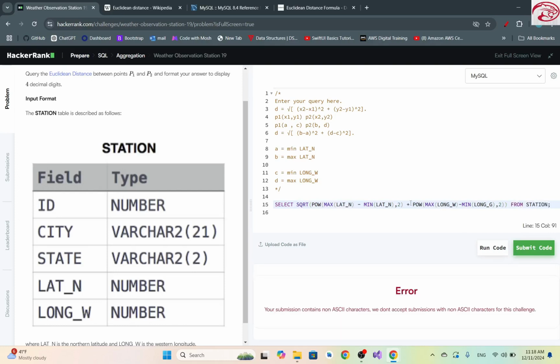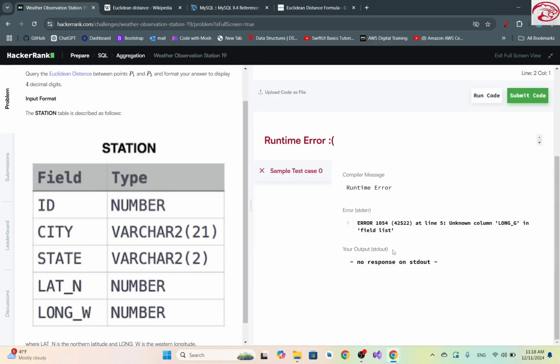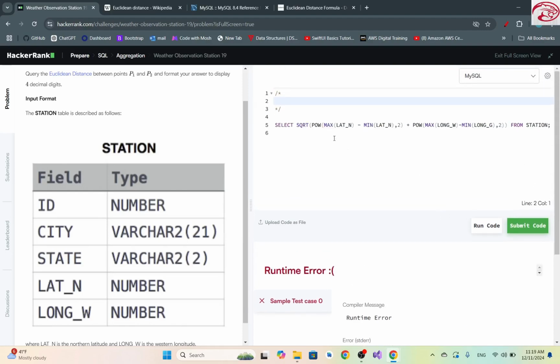code. Oh, we got an error. Oh, because of these non-ASCII characters. I think it's because of these, and let me cut these and run it again. Unknown column long_G, long_W, not long_G, sorry, my bad. This one, long_W.